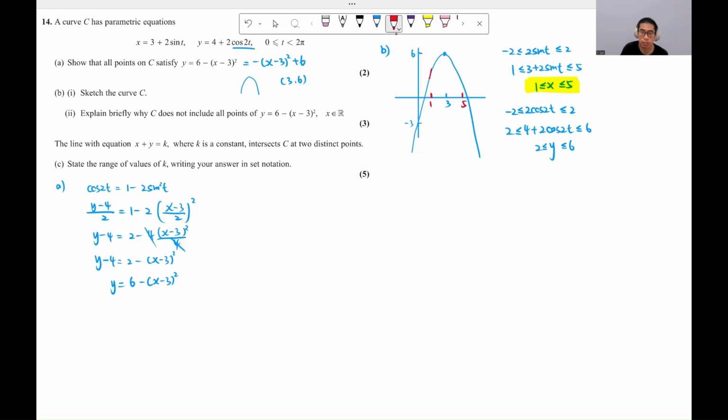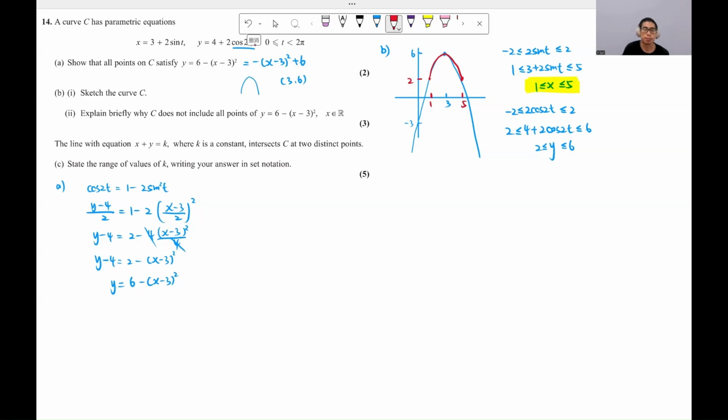And then it has to look something like this. That's the only possible values for x, just between 1 and 5, and y is between 2 and 6. That's why the lowest points have to be at y equals 2. So this will be the actual curve, not the whole thing. Then explain briefly why C does not include all points of y equals 6 minus (x minus 3) squared, where x is all the real values. It's just because x can only be between 1 and 5, or you can say y can only be between 2 and 6. Both work.